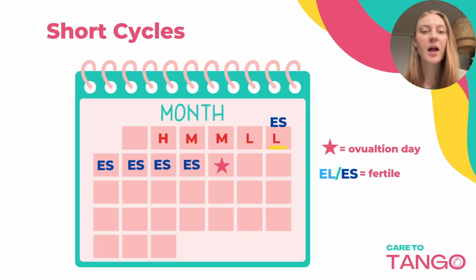So here's an example of a short cycle where it could be possible to get pregnant while you're on your period. So for this cycle, they have a heavy day of bleeding, a medium day, a light day, and then a light day of bleeding. And then they actually notice ES mucus on the very last day of their light day. And then they have more ES mucus continuing. So if they were to have sex on that last day of light bleeding, it is possible to get pregnant if they were to ovulate within that 5 days that the cervical mucus could keep sperm alive.